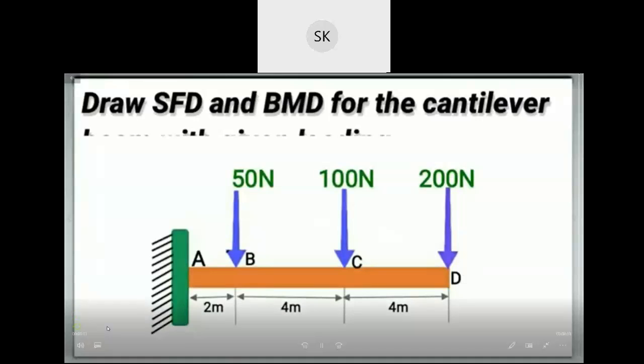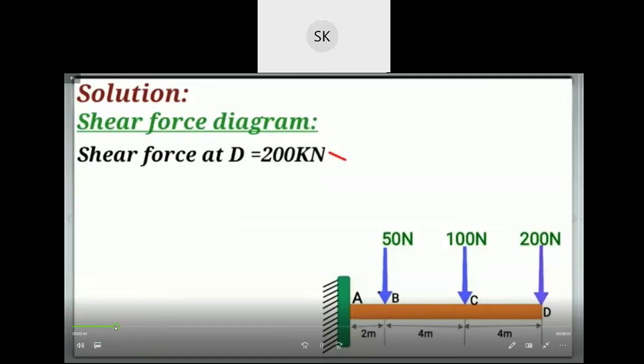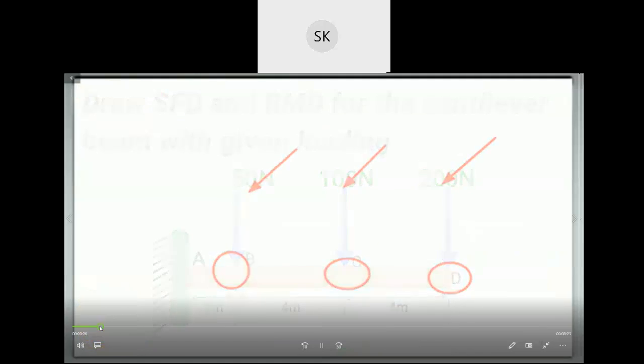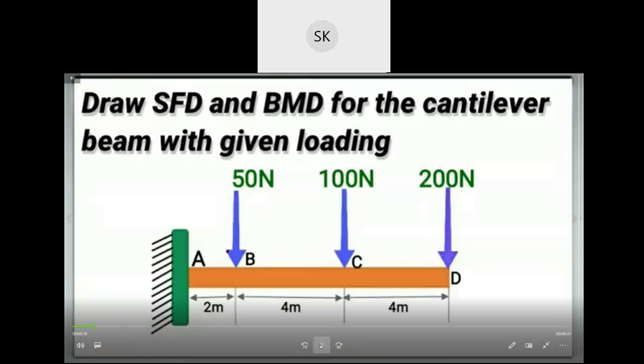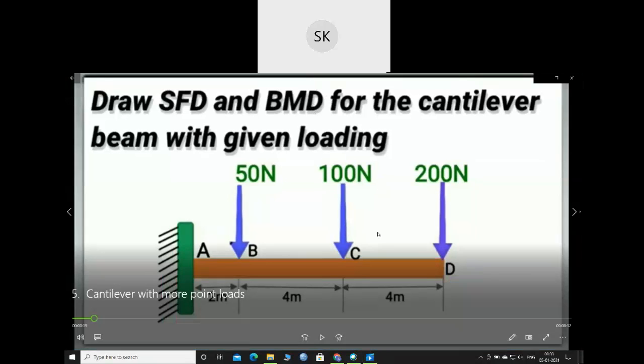In this tutorial, we need to draw the shear force and bending moment diagrams. In this problem, we'll see a cantilever beam with three different point loads: 50 Newton, 100 Newton, 200 Newton. So we have three sections, and we'll take three sections. Let's see this problem, then we'll discuss again.